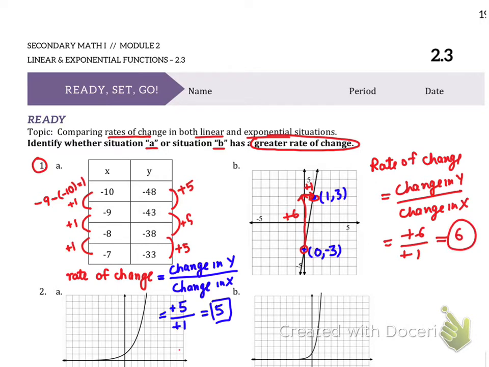So every unit interval there is a change of 6 in the second case, and a change of 5 in the first case, A. So which has the greater one between A and B? We say B has the greater rate of change. So you have to compare them and see which one has the greater change. Let's move to the next question.